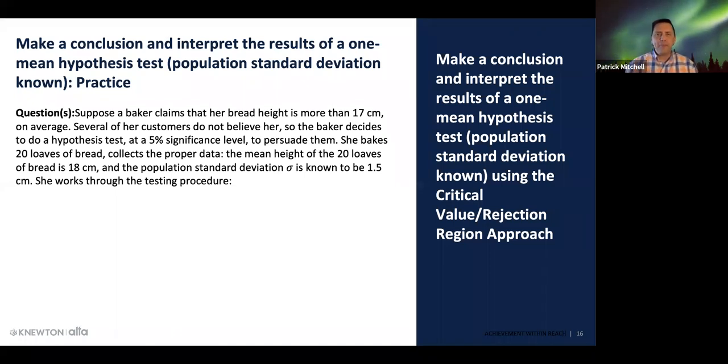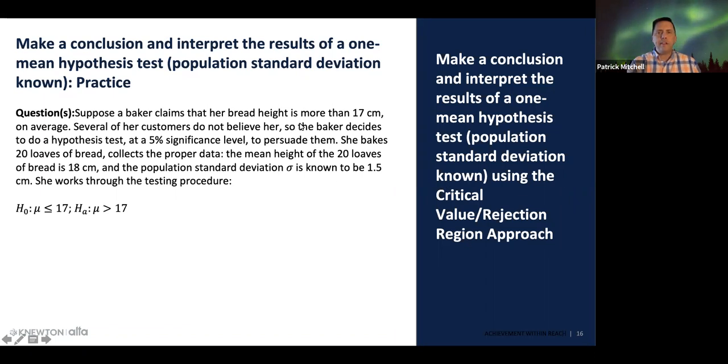To persuade them, she bakes 20 loaves of bread and collects the proper data, which is that the mean height of the 20 loaves of bread is 18 centimeters. Okay, so that is more than 17, but the trick is, is it more than 17 by enough to say, no, that's not a fluke, her mean is definitely more than 17. And the population standard deviation sigma is known to be 1.5 centimeters. So that test would look like this.